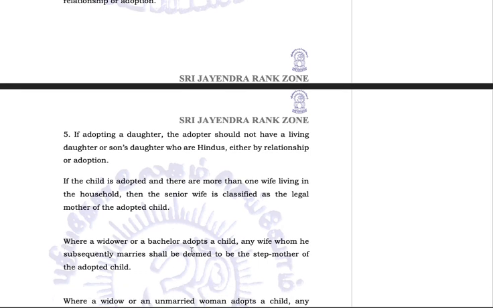Where a widower or a bachelor adopts a child, any wife whom he subsequently marries shall be deemed to be a stepmother of the adopted child. So when you are married and you adopt a child, the woman who is already your wife will become the legal mother of the child. But if you are unmarried or a widower and you bring in a son, and later on you marry, then this woman will not become a legal mother. She will become legally only a stepmother.